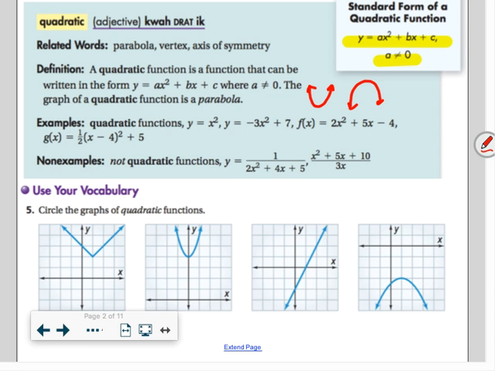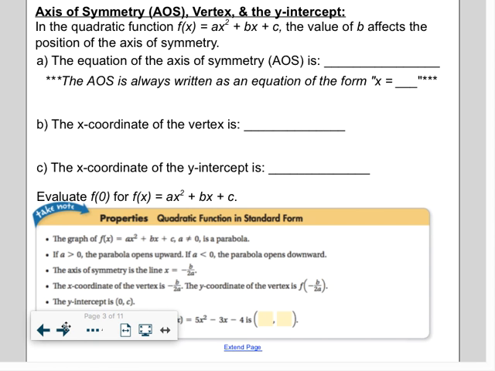So in number 5, Chris, which ones did you circle? Which ones were quadratic? Call it 1, 2, 3, 4. 2 and 4. Good job, okay, because they're U shapes. Okay, those are U shapes. So let's look at the next slide.